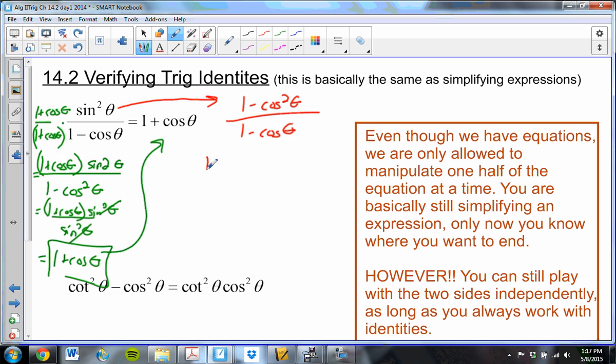But the top of this can factor. It's a difference of squares. So the top becomes 1 plus cosine, 1 minus cosine. The bottom is still just 1 minus cosine. These cancel, and I'm left with 1 plus cosine.